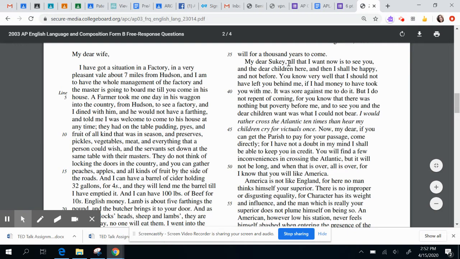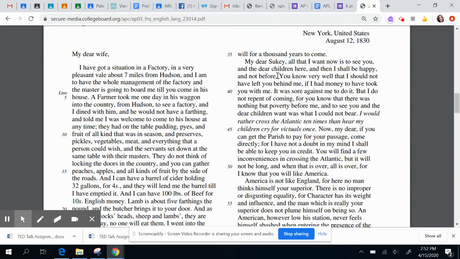All absolute. All that I want now is to see you and the dear children here, and then I shall be happy, and not before. You know very well that I should not have left you behind me. So another concession. We have back-to-back concessions here, or back-to-back counterclaims. If I had money to have took you with me, it was sore against me to do it. He recognizes her feelings and her sadness and perhaps her anger. Maybe anger is a bit excessive, perhaps bitterness.